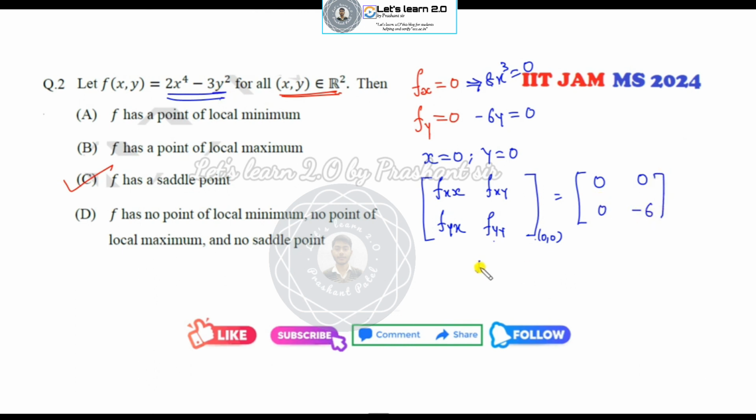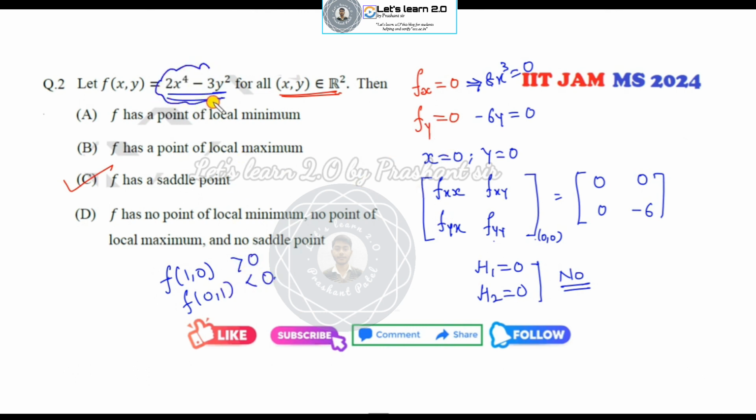Clearly, both the principal minors, the first value is 0, the second minor is also 0. It means you can't say that it's a maxima or minima. Then again you have to look at these two points and check whether both are greater than 0 or less than 0. So that's why I always suggest you look at the function. If it has even powers and the negative sign, then it is always a saddle point, always.